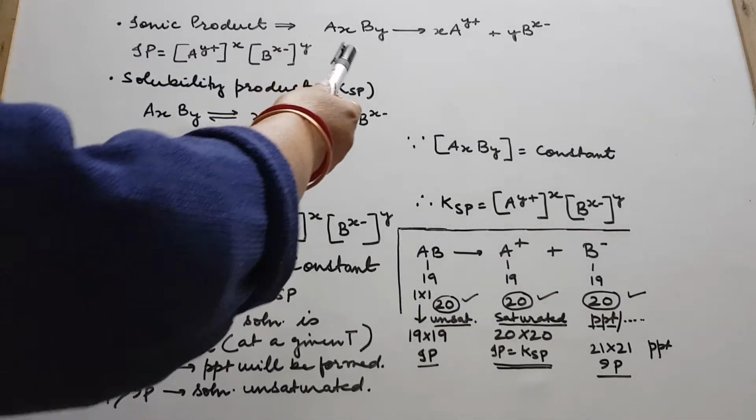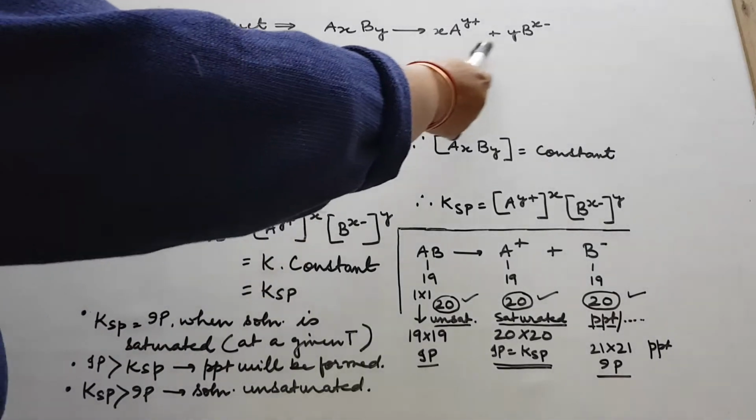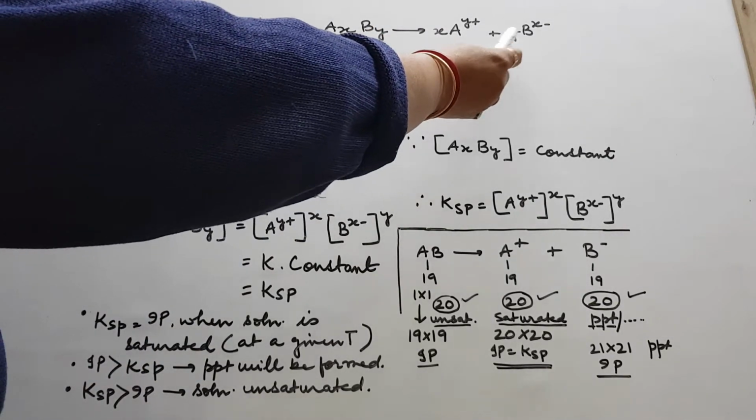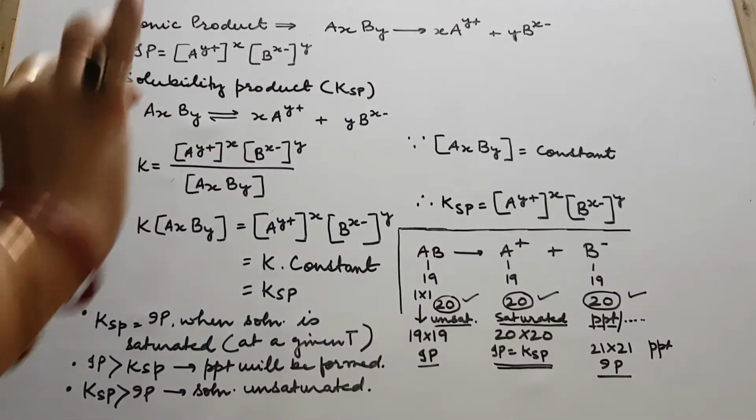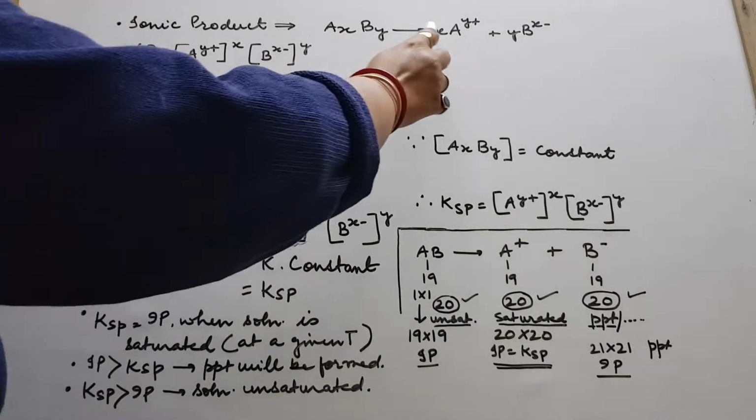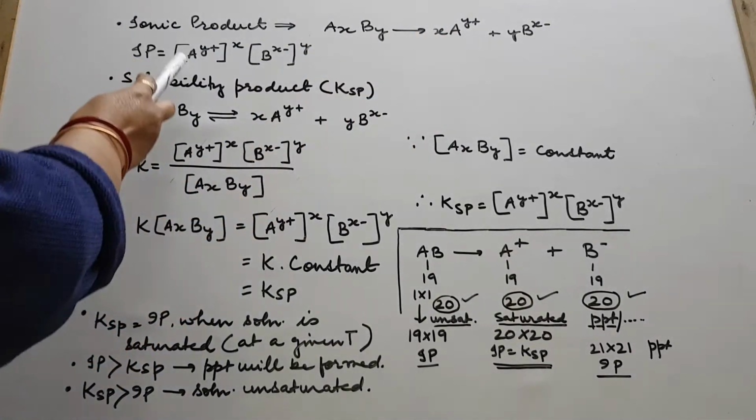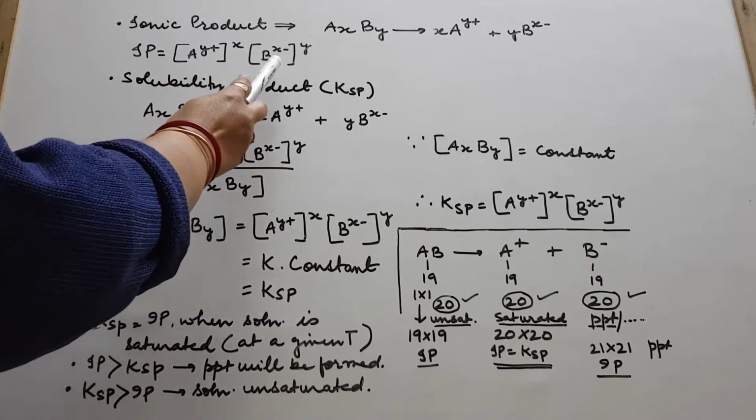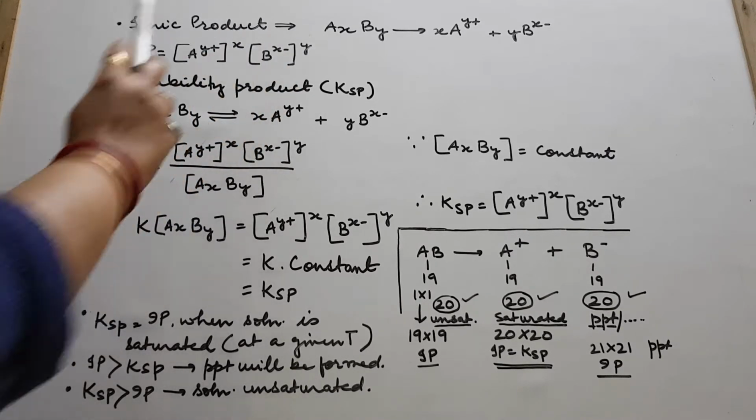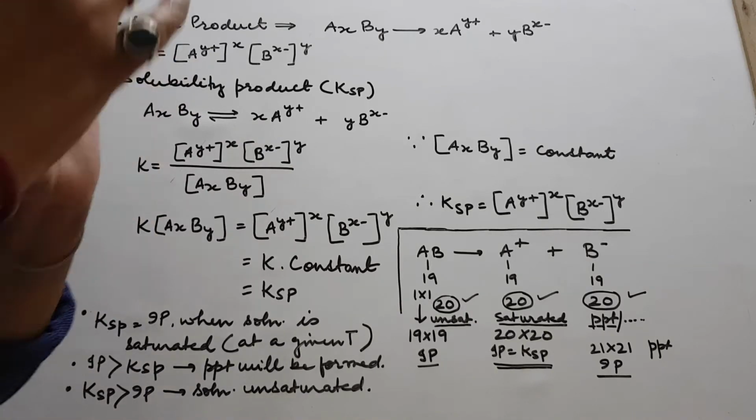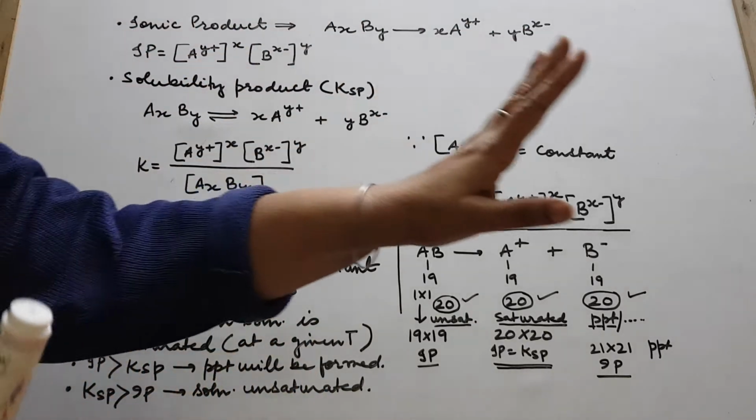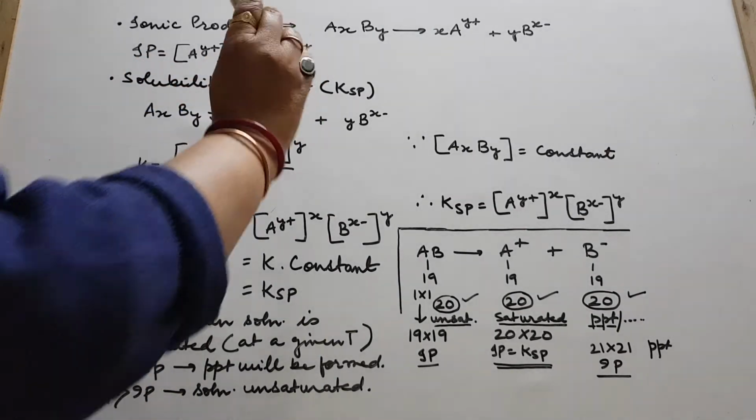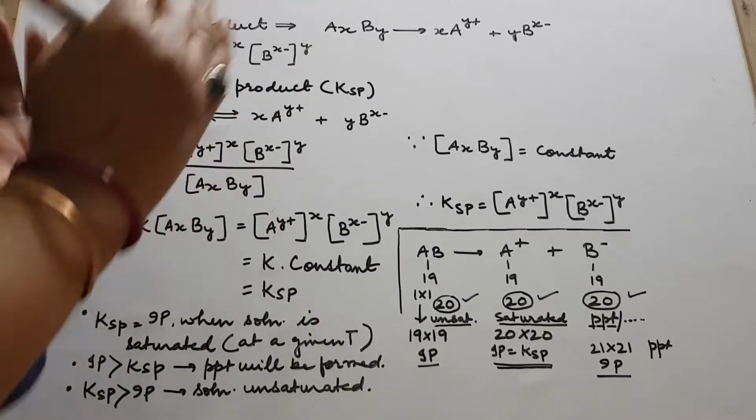So suppose we have the electrolyte AxBy, it breaks up like this: x times A and y times B. Forget about the charges, they are not much to be considered here. So IP will be [A]^x [B]^y. These charges should be there to show it properly, otherwise charges are not playing any important role here. So simply [A]^x [B]^y, in simple terms. And this is your ionic product.